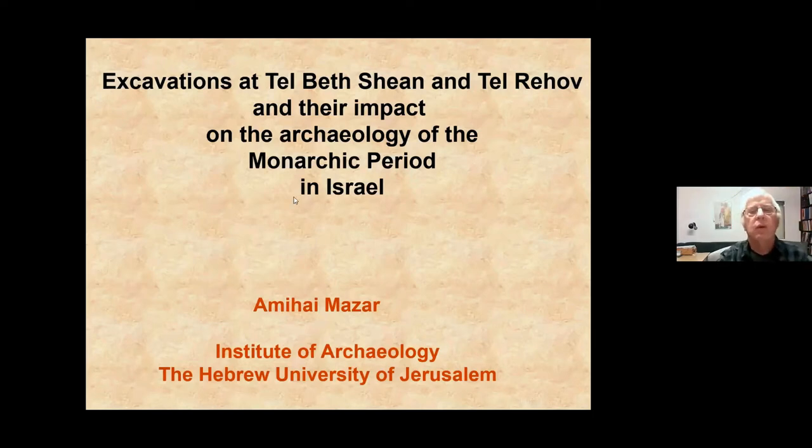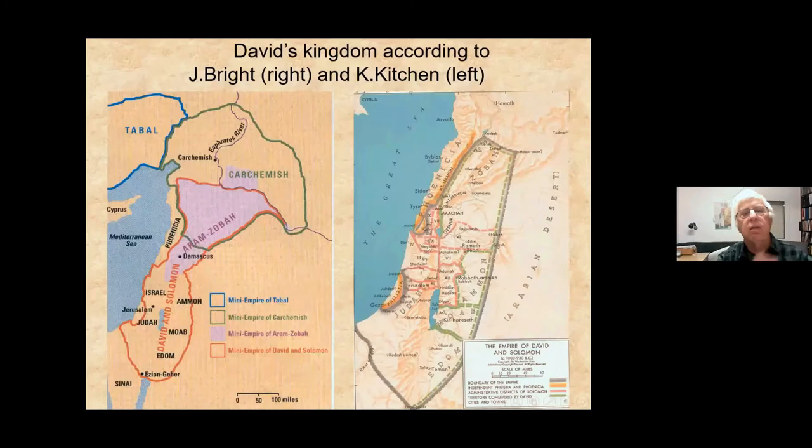All right. So we are talking about two sites, Tel Beth Shean and Tel Rehov. And we should start with a map showing the land of Israel during the time of David and Solomon, according to the biblical narrative, of course. You have to remember that there is a lot of debate, a very strong debate during the last 20 or 30 years concerning the historicity of the Davidic and Solomonic kingdom.